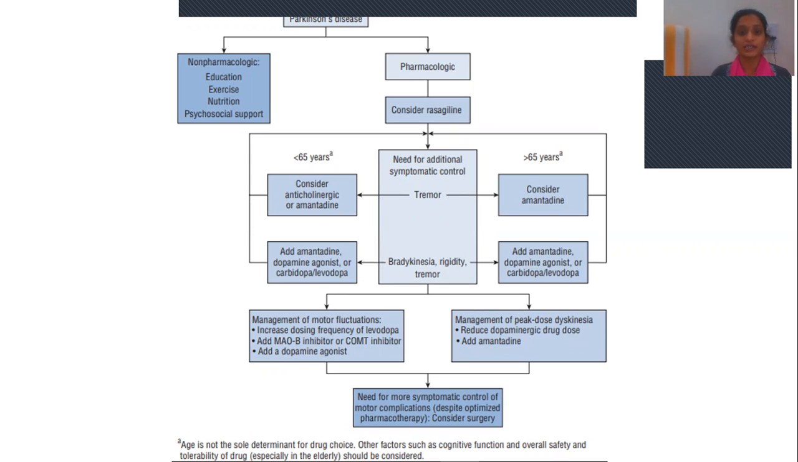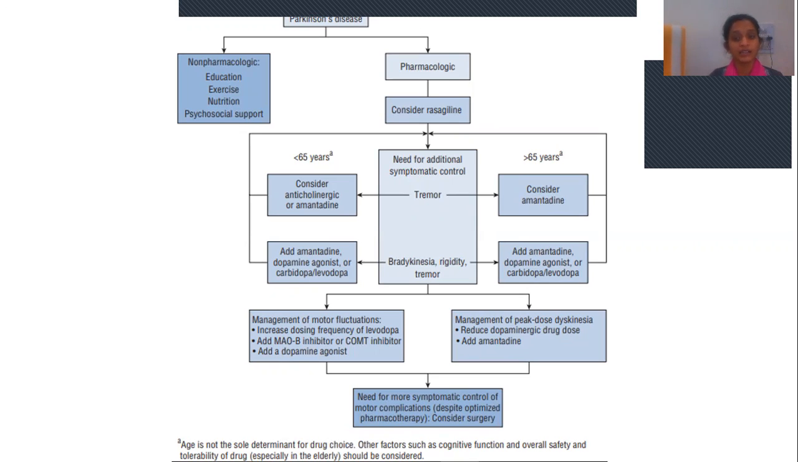Coming to pharmacological treatment, first we have to consider giving rasagiline. We start with rasagiline, and after starting that medication we have to check whether there is any control of the tremors or not. If the tremors are there, then we have to consider an anticholinergic drug or amantadine. So to rasagiline we have to add an anticholinergic or amantadine.